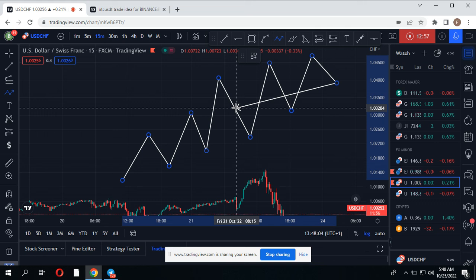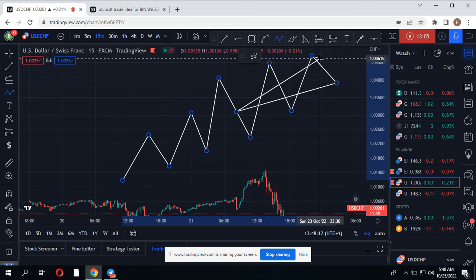So it's really important to know where reversal occurs. And if you know where reversal occurs, then you trade that reversal, you make very, very good profit. So that is what we had today.